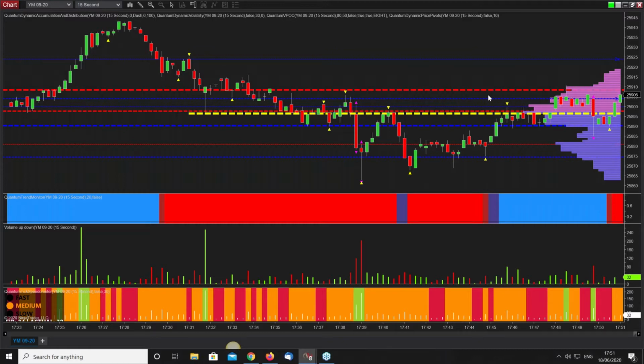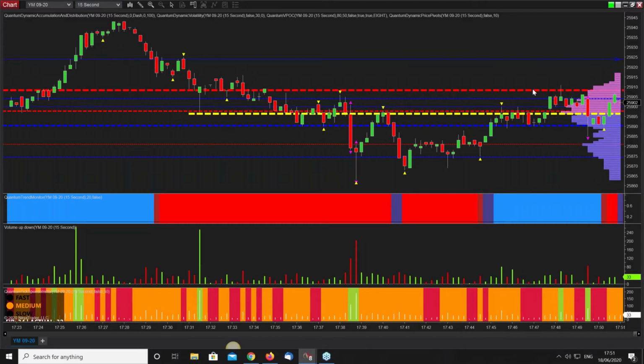You can see it over here. This thick dashed line, that's the accumulation distribution indicator, which is based on price. And that is coming into play right now. And the thicker the line, the greater the level of resistance.